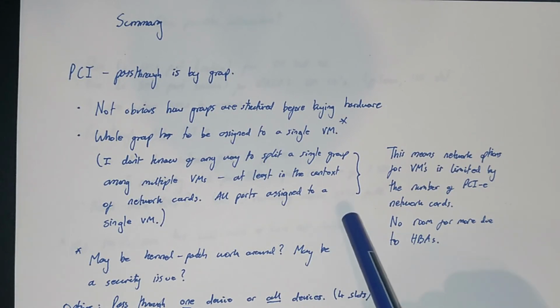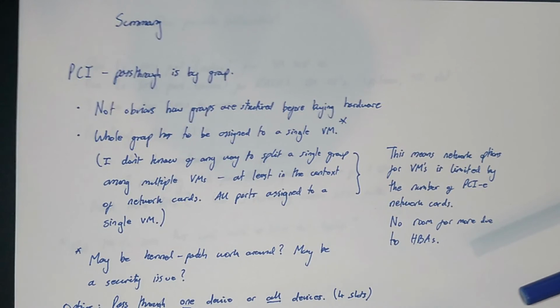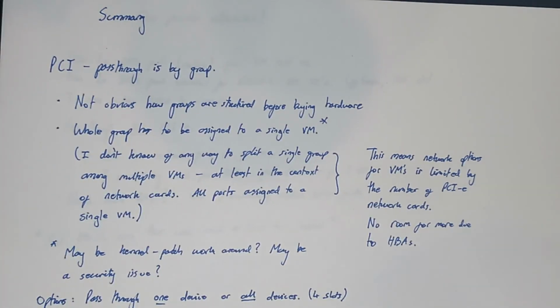I don't know any way to split one of these single groups amongst multiple VMs. That's certainly true in the case of a network card. All ports on the same network card have to be assigned to a single VM, which was very limiting for me in terms of what I could do with my network segmentation, because I would have liked to have 2 cards. So effectively, my network options were limited by the number of PCIe network cards that I could have, and I don't have enough slots in the board to add more.